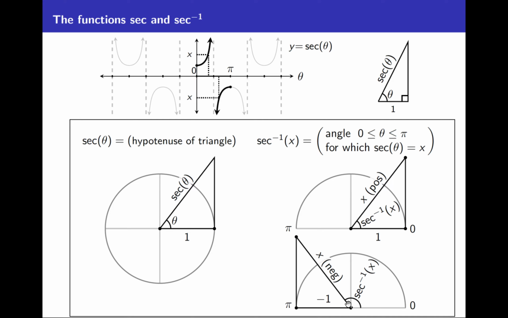So for negative values of x, you put your triangle here, and secant inverse of x is going to be this angle between pi over 2 and pi. Now, if that looks a little bit confusing, we'll do an example of this just momentarily. And you of course will work a lot of other examples yourself to get used to this. It requires a little bit of thought, perhaps, but not too much thought.